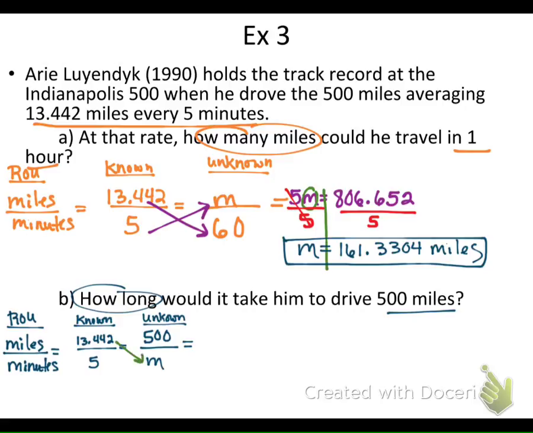13.442. Yeah. So 13.442 times M, which gets me 13.442M, equals, so my other two numbers left to cross multiply would be my 5 times 500, which equals 2,500. All right. What do I do from here? Draw your line, circle your variable. How do I get that variable by itself?